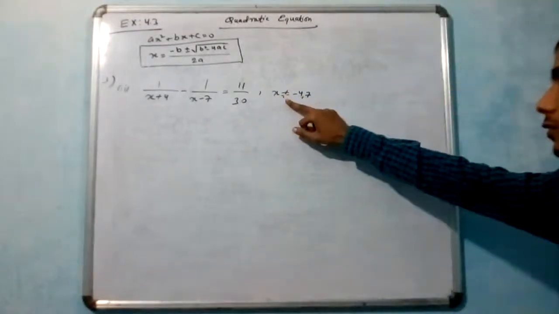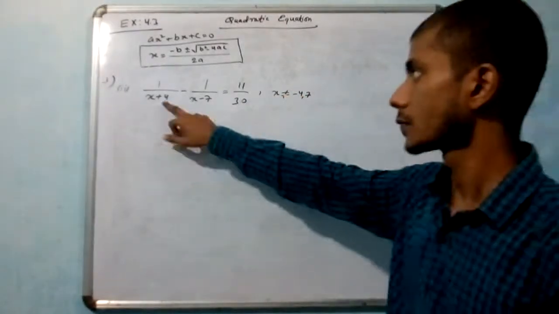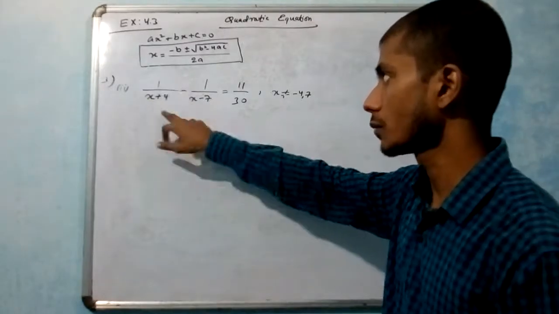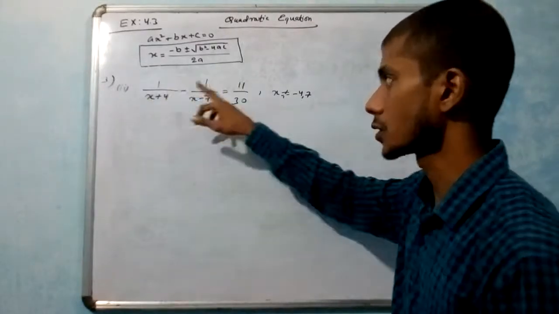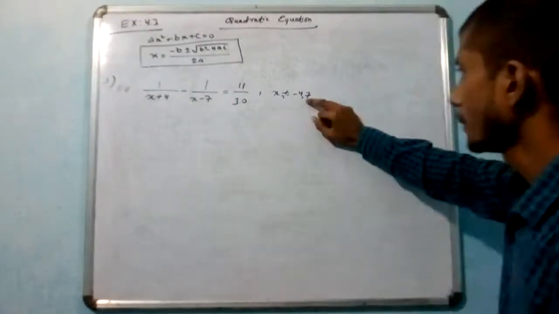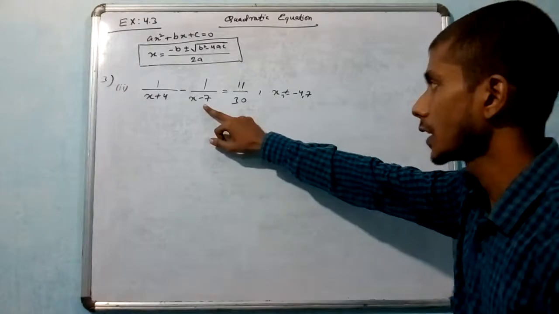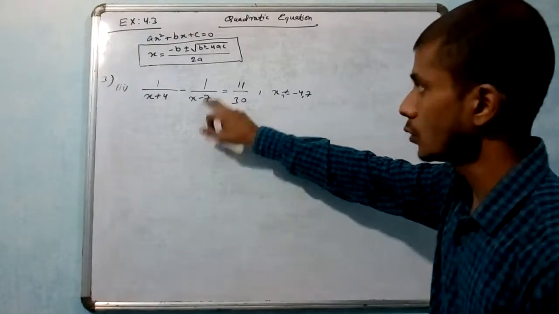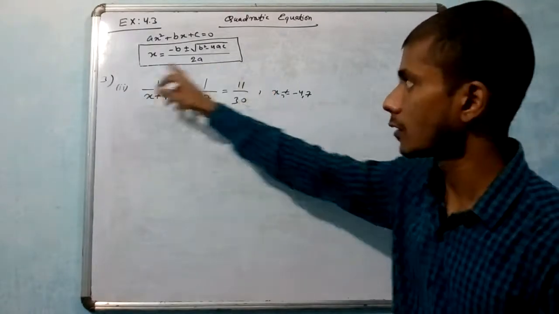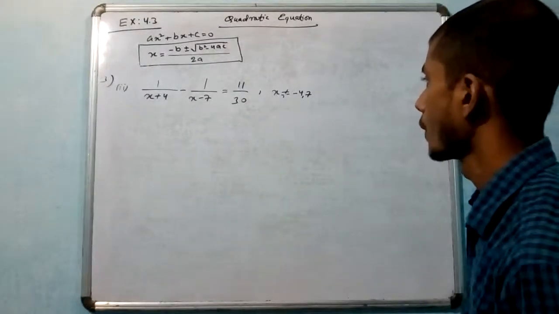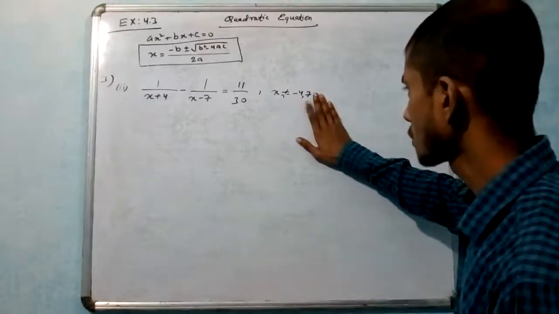Condition is given: x must not be equal to minus 4. If x is minus 4, then what will happen? Minus 4 plus 4 is 0. Again 1 by 0 is not defined, the question will become invalid, okay? If x becomes 7, then what will happen here? Again it will not be valid. 0 and then 1 by 0 not valid, the question will not be valid, fine? So these are the conditions. Understood the conditions, no?